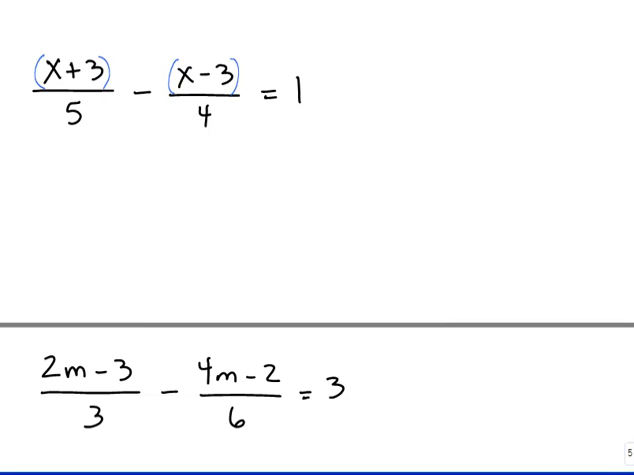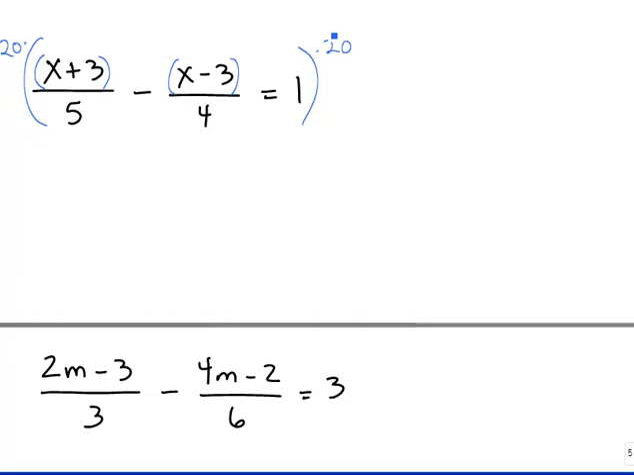So what I want to do when I first look at this is clear out those fractions. And I'm going to do that with my common denominator. If I have a denominator of 5 and a denominator of 4, my common denominator has to be 20, 5 times 4. So we're going to take both sides of the equation times 20.